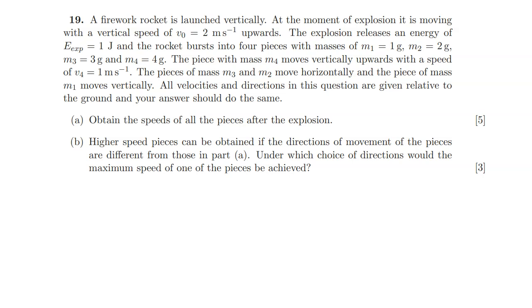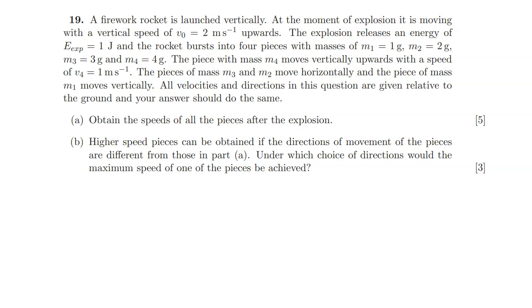Question 19. A firework rocket is launched vertically. At the moment of explosion, it is moving with a vertical speed of 2 meters per second upward. The explosion releases an energy of 1 joule and the rocket bursts into 4 pieces with masses of M1, M2, M3 and M4, where the values are given there.